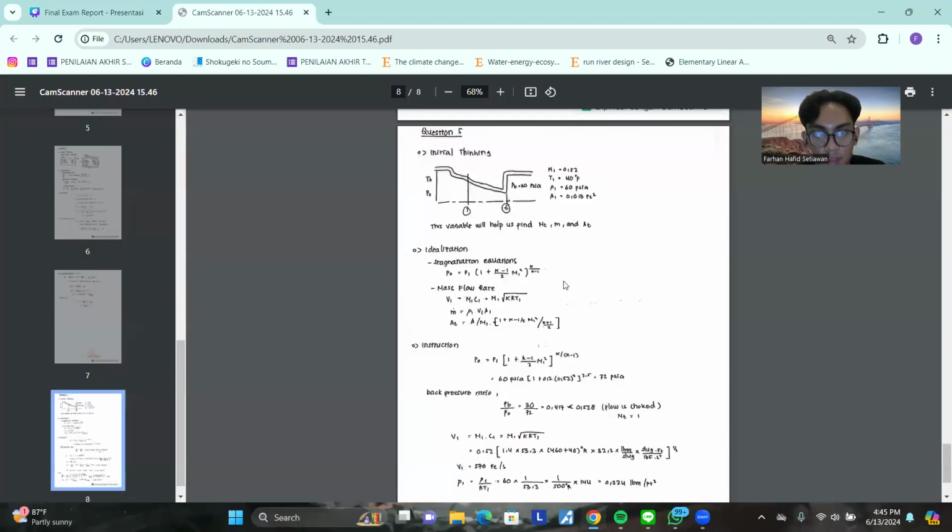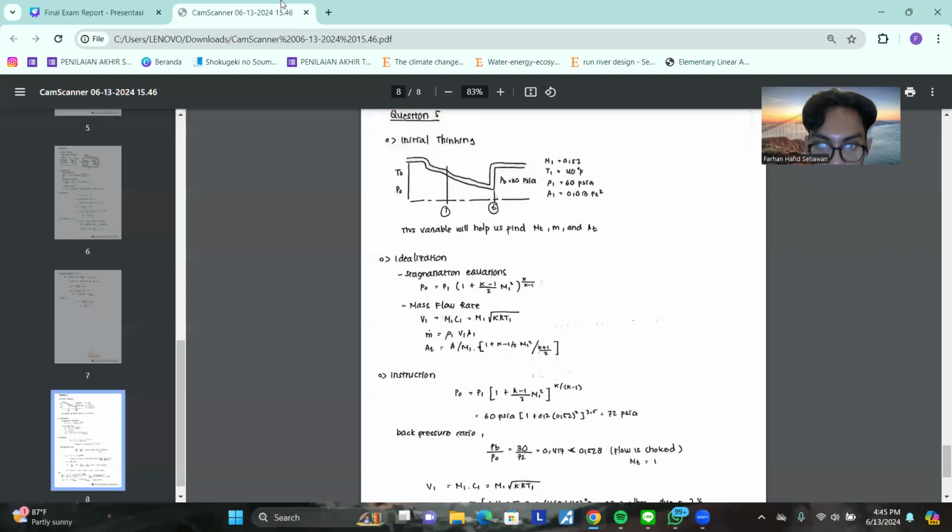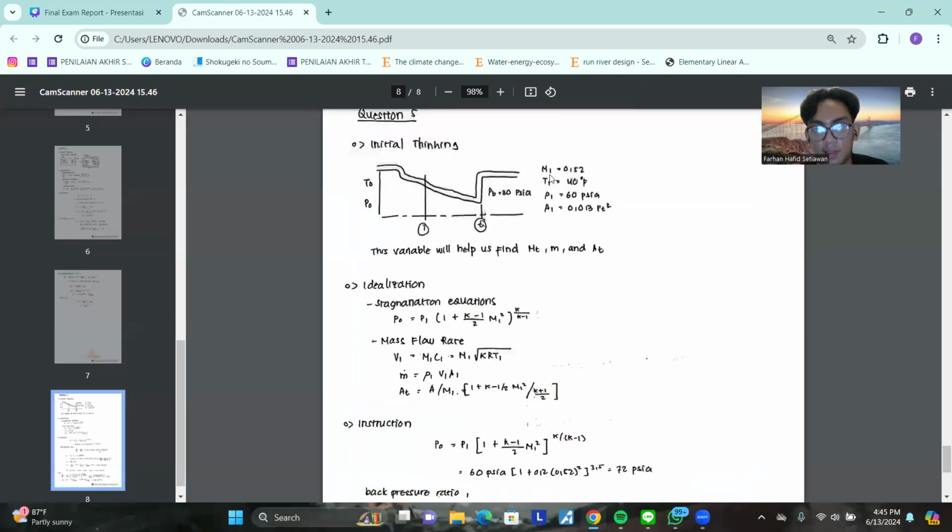For the initial thinking, we get some parameters based on this picture: M1, T1, rho 1, A1, and PB, which is 30 PSIA. And we have the stagnation conditions T0, rho 0 and pressure P0. The variables we need to find are MT, the mass flow rate, and AT.